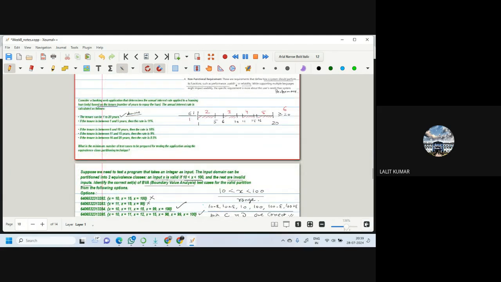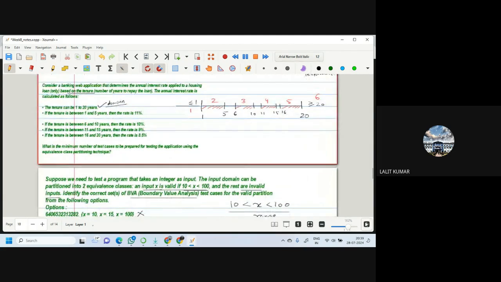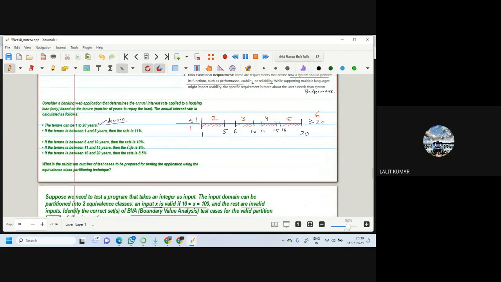Now here, I mentioned earlier how you make the partitions. Consider a banking web application that determines the annual interest rate. The tenure can be from 1 to 20 years, so this is 1 to 20 we have made. Tenure between 1 and 5, rate is 11. 1 to 5 is good. So see, already I got the partition.